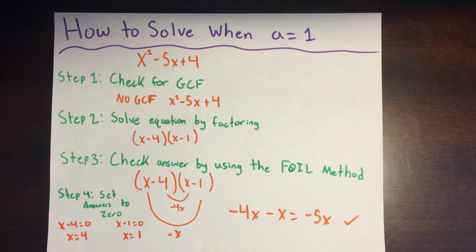So negative 4 times x is negative 4x, and x times negative 1 is negative x. And negative 4x minus x equals negative 5x, so it's correct. And then to find your x values, you'll set your answers to 0. So x minus 4 equals 0, and x minus 1 equals 0. So x equals 4 and 1.